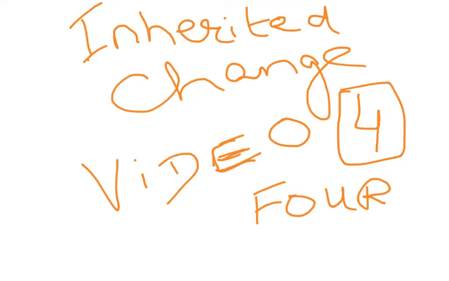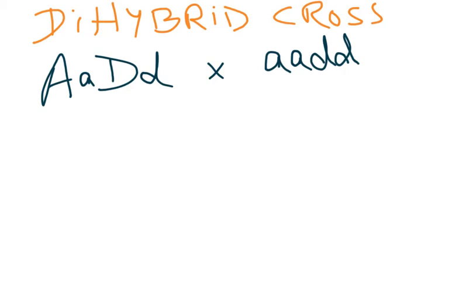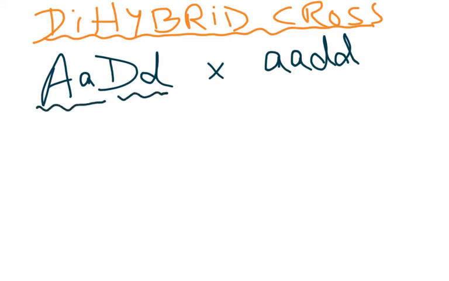Today we start the inherited change video number 4, and we will continue with the dihybrid cross and one other example of that, and then we will go on to the next topics of this chapter. One of the different examples for a dihybrid cross is when we cross. Now if you look at it, in the question it would be heterozygous for both characteristics.